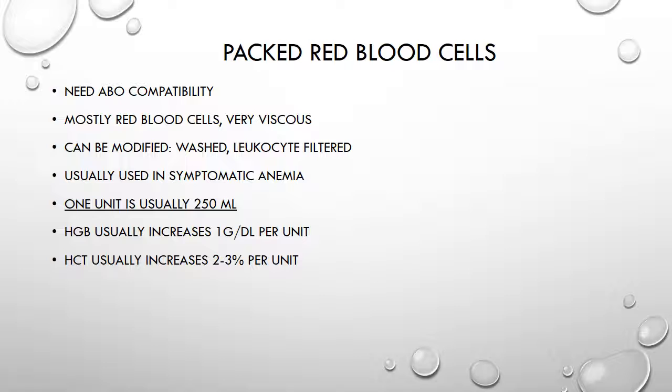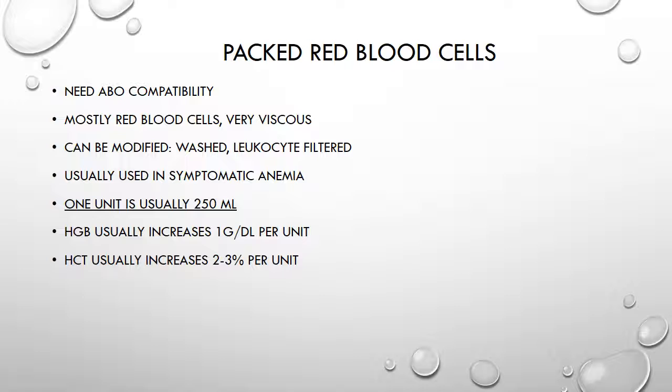Packed red blood cells. They do need the ABO compatibility, so they need to match the donor versus the recipient, or at least the donor needs to not be contraindicated for the recipient. So remember all those A's and B's, and they can only get A or B. However, they can get O, but an A cannot get a B, and all those rules apply.